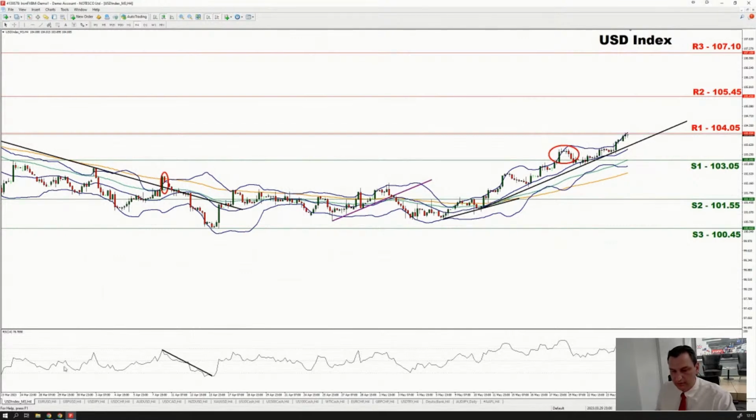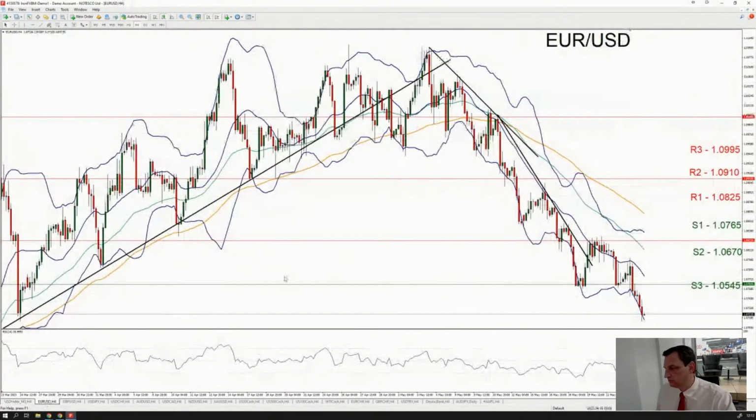Okay, let's have a look at Euro USD in reverse mode.